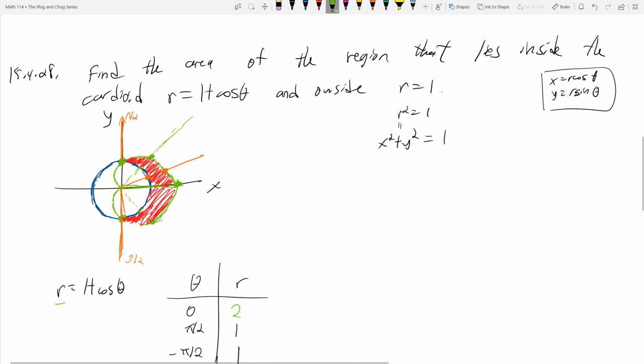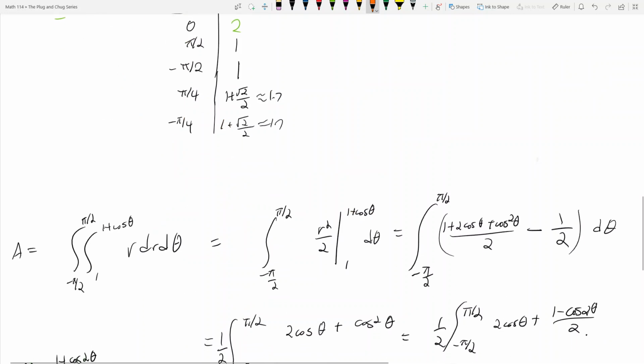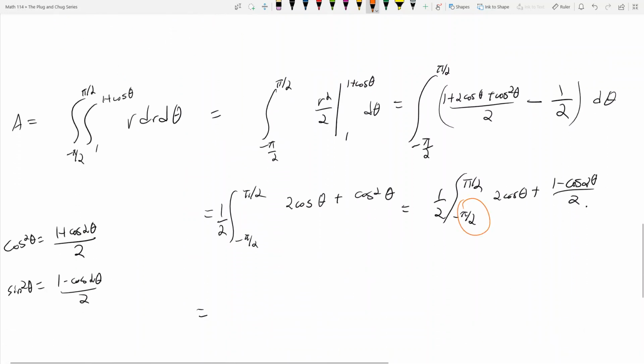But if you notice that this cardioid is symmetric, right? This cardioid is going to be symmetric along the positive x-axis. Like if I take this region in the top half, it's going to be the same as the bottom half. So if I do 2 times the area of the top half, I'll get the total area. And so for the area of the top half, I can just take my theta integral from 0 to pi over 2 and double that. And that's just nice because then I don't have to calculate this negative pi over 2 integral.